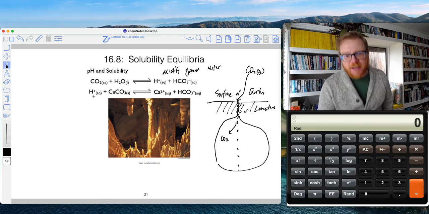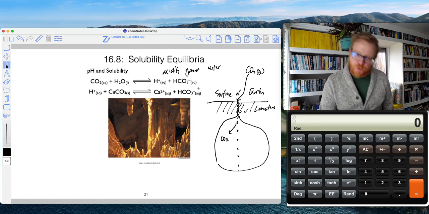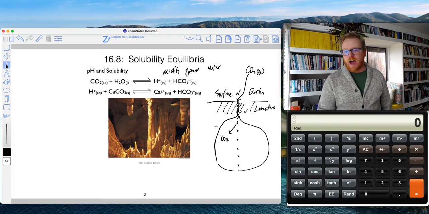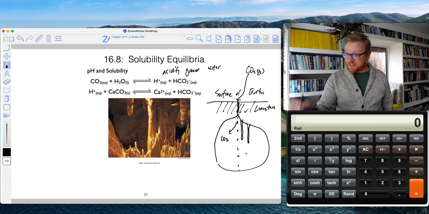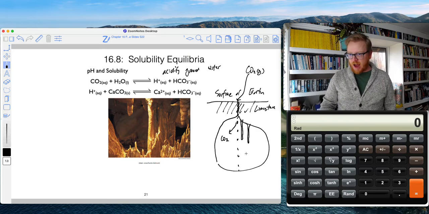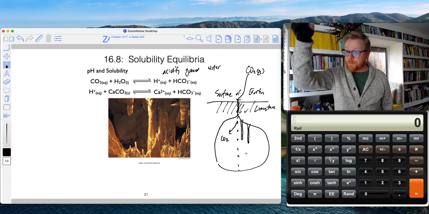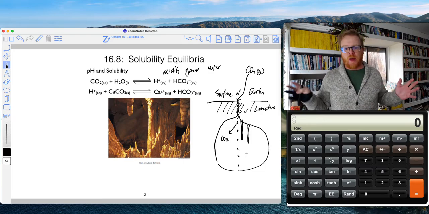And when that CO2 outgasses, via Le Chatelier's principle, it makes less H+. Less H+ means now more of this bicarbonate and calcium are going to be able to move backwards into the solid. And so what happens is we get these beautiful precipitates, and these precipitates we call stalactites. So they are precipitated calcium carbonate from where these acidified surface waters are running down into this cavern and becoming more basic as CO2 outgasses.